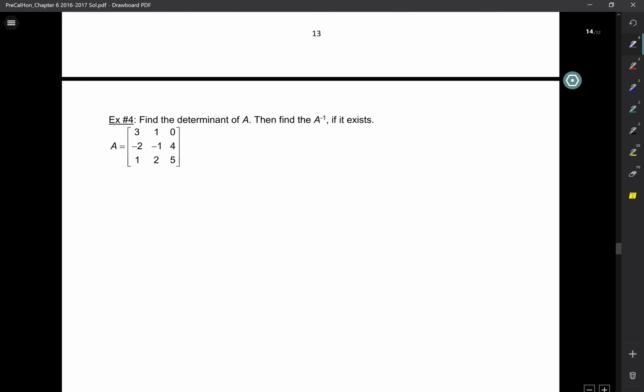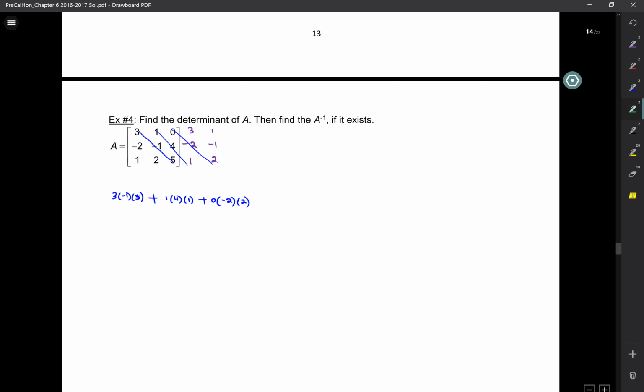Here we go. First, reproduce the two columns. 3, negative 2, 1. 1, negative 1, 2. Now, we're going to draw arrows, or just lines. 1, 2, 3. Okay? Let's multiply everything. Let's multiply the numbers on each of the diagonals. So 3 times negative 1 times 5 plus 1 times 4 times 1 plus 0 times negative 2 times 2.